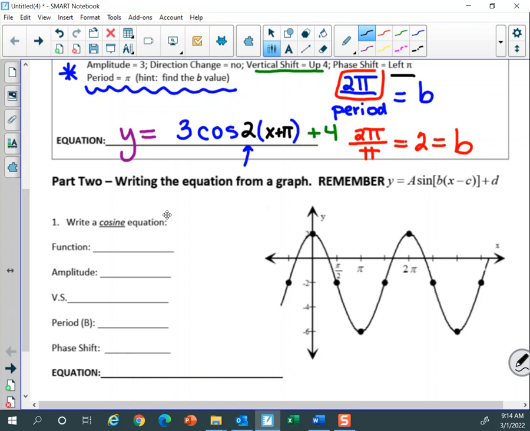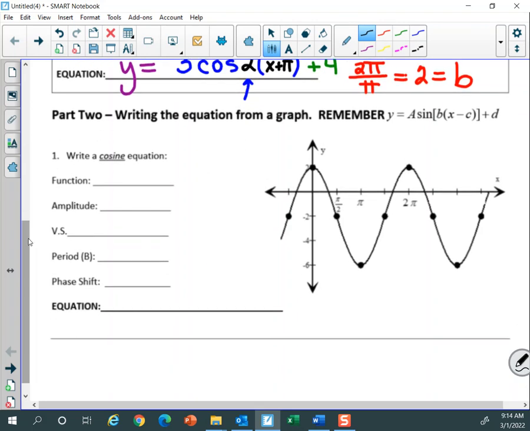Because the weird thing is, anything we write as a cosine, we could also write as a sine with a phase shift, and vice versa. Anything we write as a cosine, we could write as a flipped over cosine with a phase shift. Anything we write as a sine, we could write as a flipped over sine with a phase shift. Basically, there are a lot of different answers that are correct. So as we start this today, we're going to pick a kind of function to work with. So in problem number 1, I'm going to write a cosine equation.